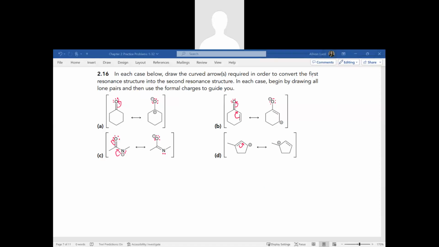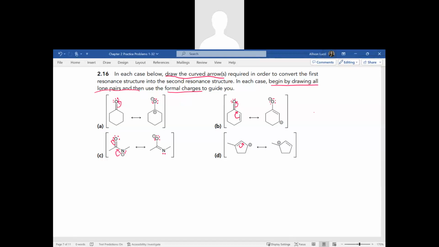In Chapter 2, Problem 16, we're asked to draw either one or two curved arrows that would be required to convert between the first resonance structure and the second one shown. As you can see, I've already done that. I've already drawn the arrow. In the question, they tell us to begin by drawing all of the lone pairs and then use the formal charge to guide you.